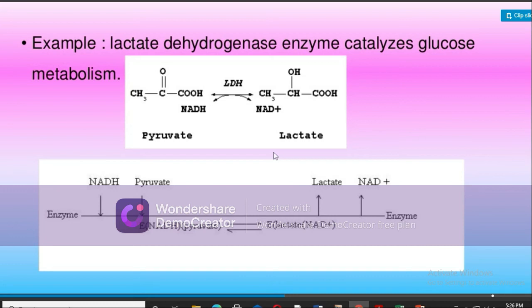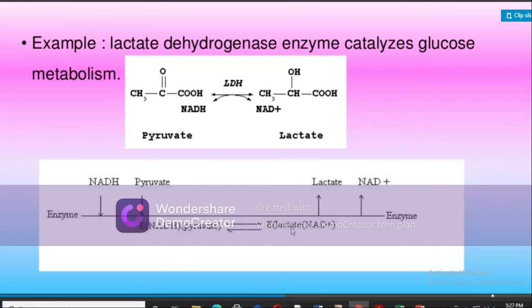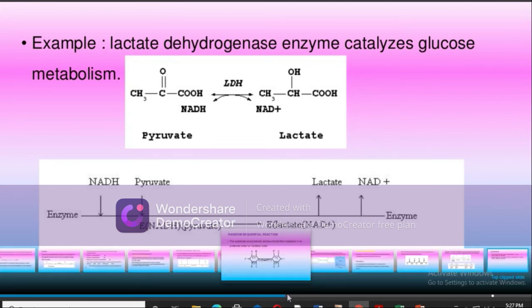Because it is ordered, the first substrate must come first. The first substrate in this reaction is NADH, so it will bind to the enzyme first, followed by pyruvate, which is the second substrate. Then you have the ternary complex: enzyme, NADH, pyruvate ternary complex. Then you will have your ternary products, which is enzyme, lactate, and NAD plus. The lactate will be released first, followed by NAD plus. So that is a ternary complex.